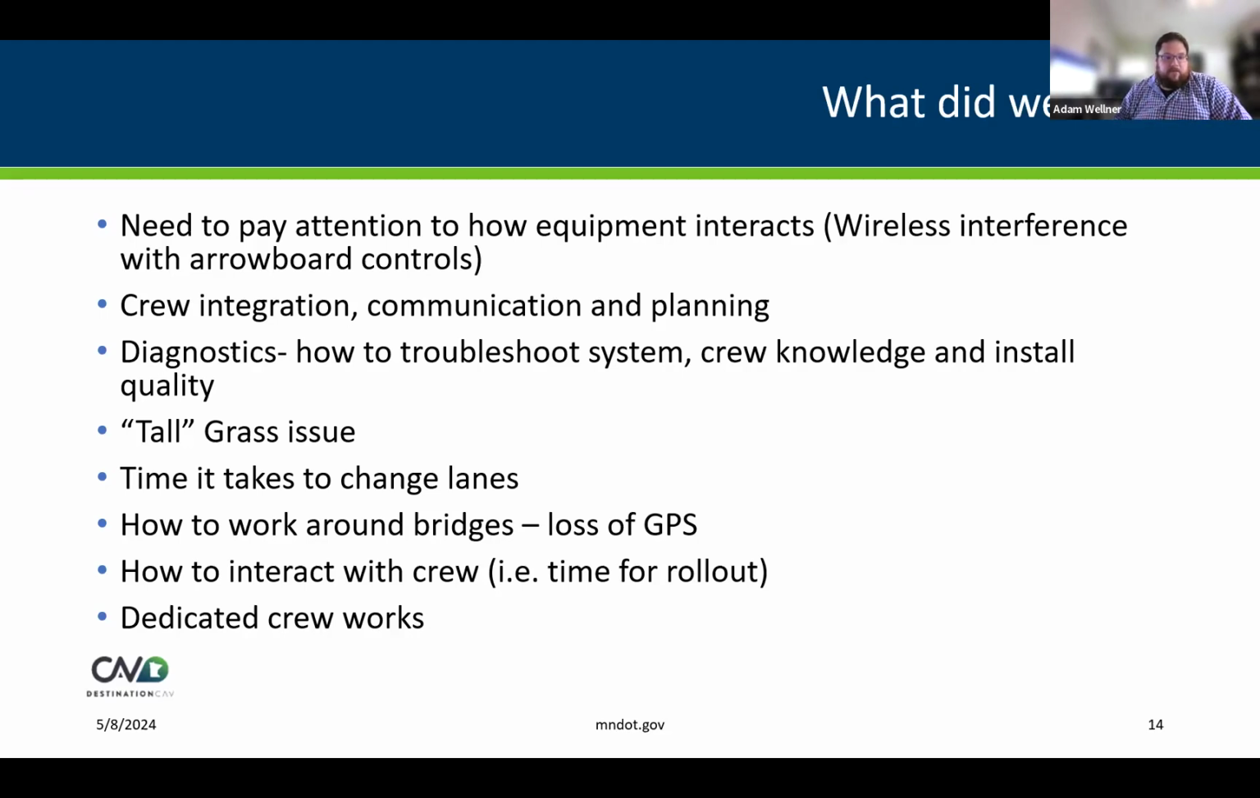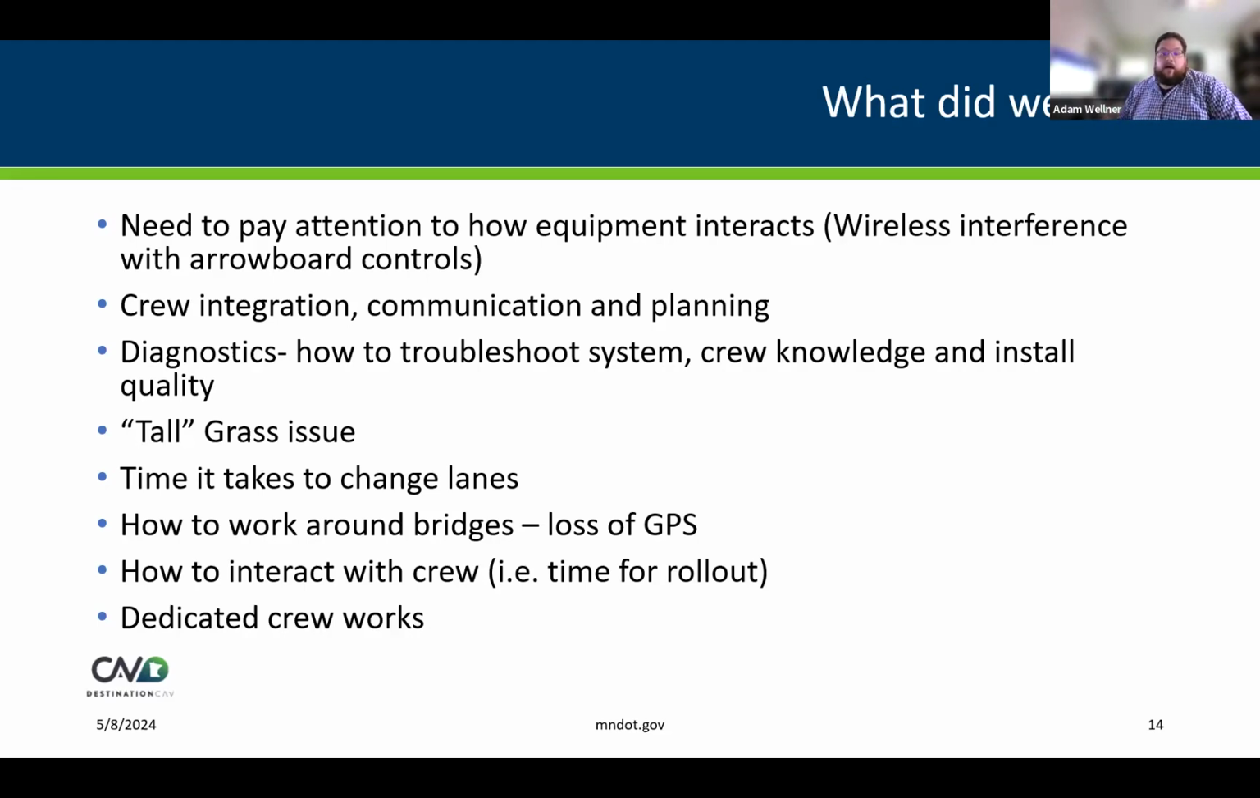It can take time to change lanes, differently than with a normal human-driven crew. And additionally, bridges and other overhead obstructions can cause a loss of GPS. There is an inertial navigation system, but if we stop under a bridge, we're going to have trouble. So our crew can adjust some of our spacings a little bit to try to avoid either vehicle being under a bridge for an extended period of time.